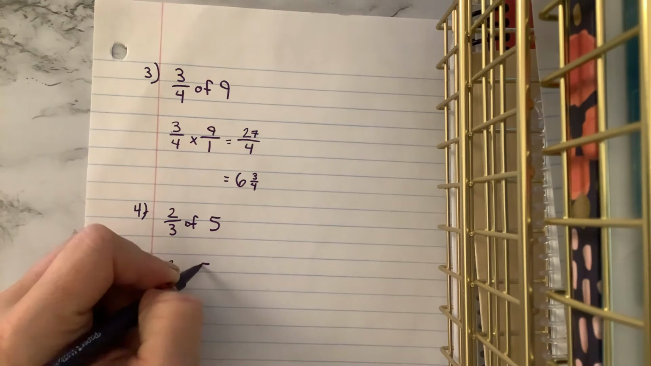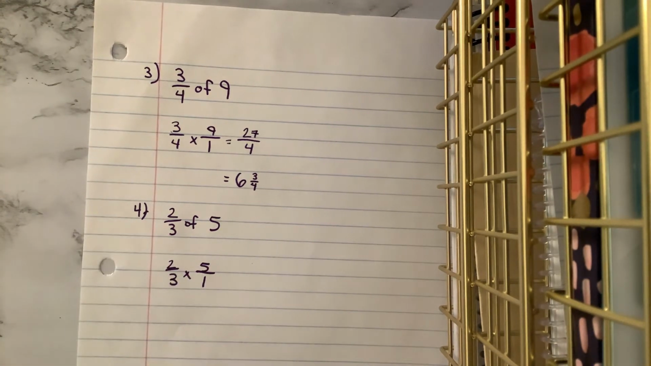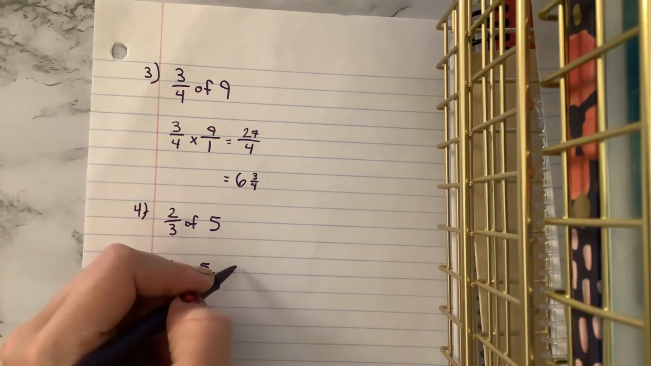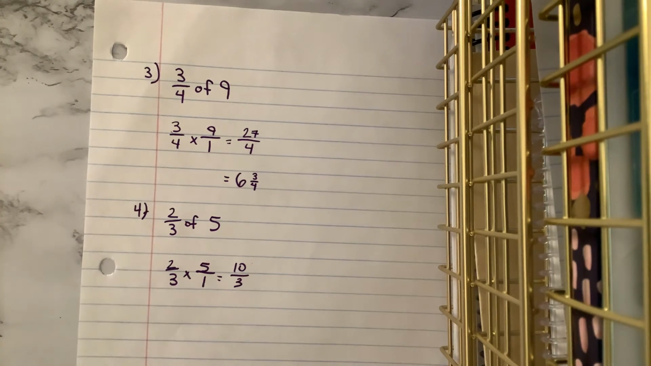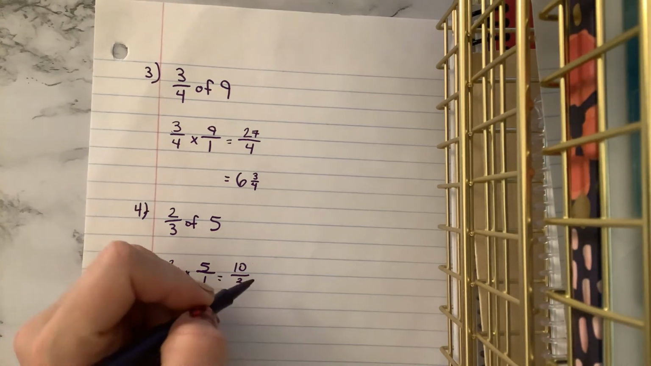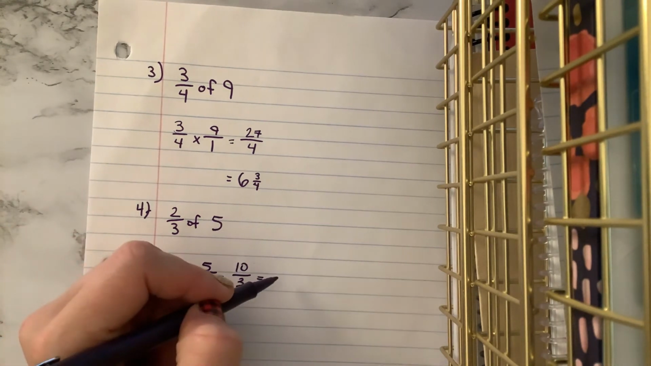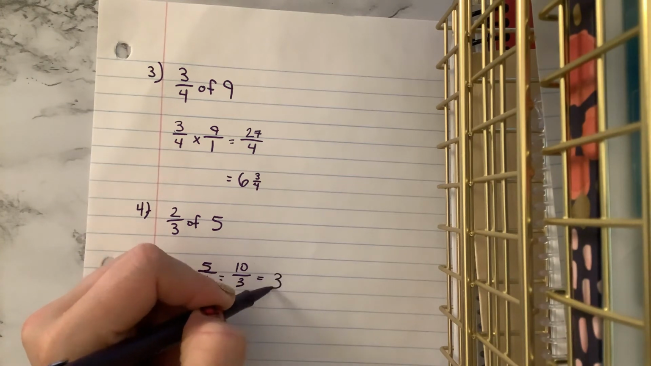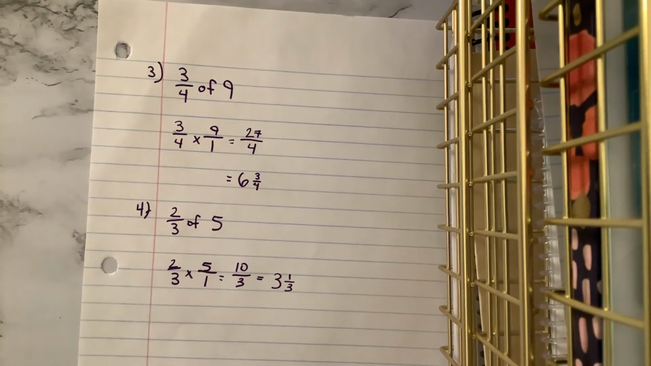So 2/3 times 5, which again is 5/1. Looking at our diagonal pairs, we cannot simplify in advance. Okay. So what that means is that we're going to go ahead and multiply across. 2 times 5 is 10. 3 times 1 is 3. So we end up with 10/3, which we can make proper. And when we do so, we get 3 and 1/3.